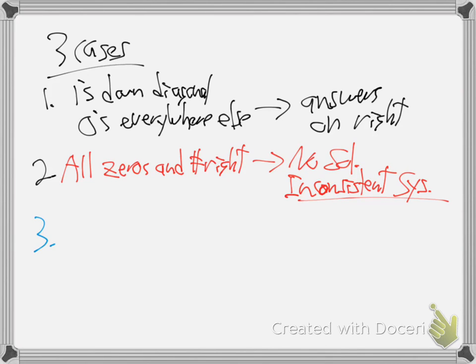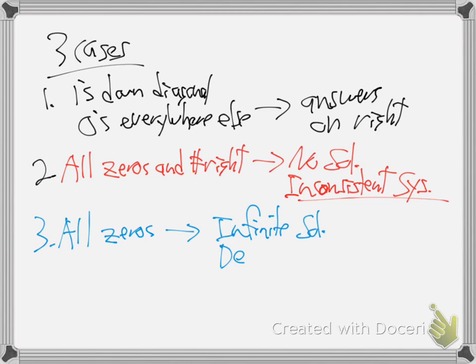And then case 3 is all zeros and all zeros. That means infinite solutions. It's a dependent system. And you're going to use the W for your answers. So there's the 3 cases on the final look of these matrices.